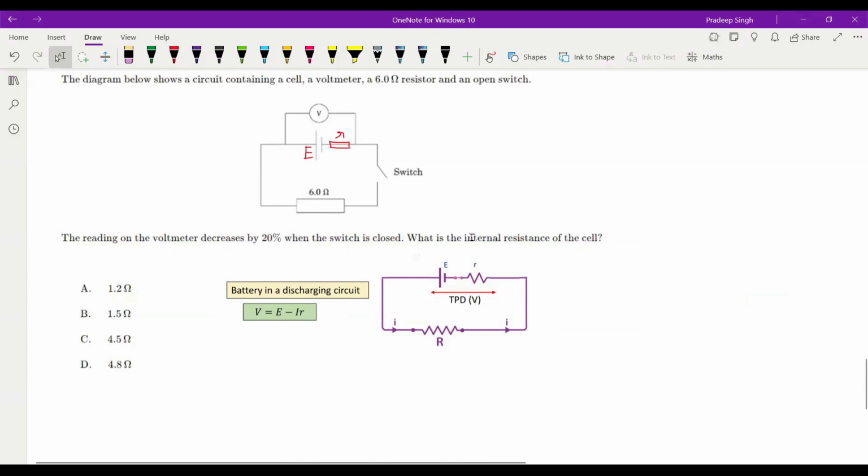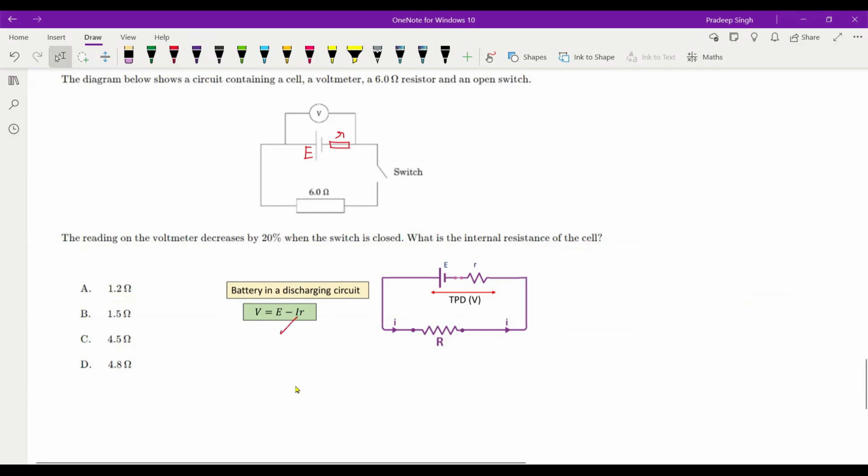So have a look at this circuit diagram. We have a battery, EMF E, internal resistance r. TPD stands for the terminal potential difference, which is the potential difference across the entire battery. And the formula for that is E minus Ir, where E is the EMF of the battery, I is the current which is flowing in the battery, and small r stands for the internal resistance.